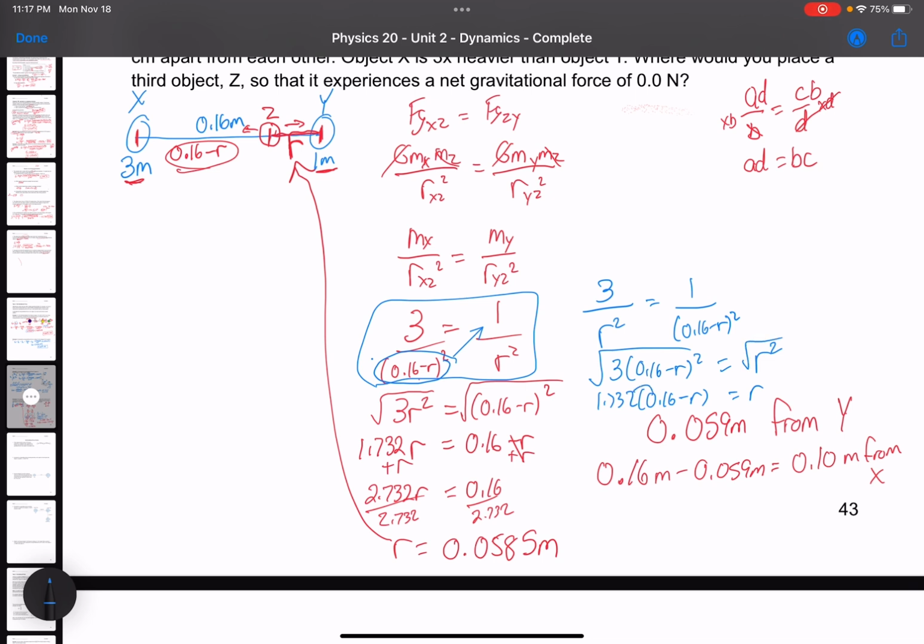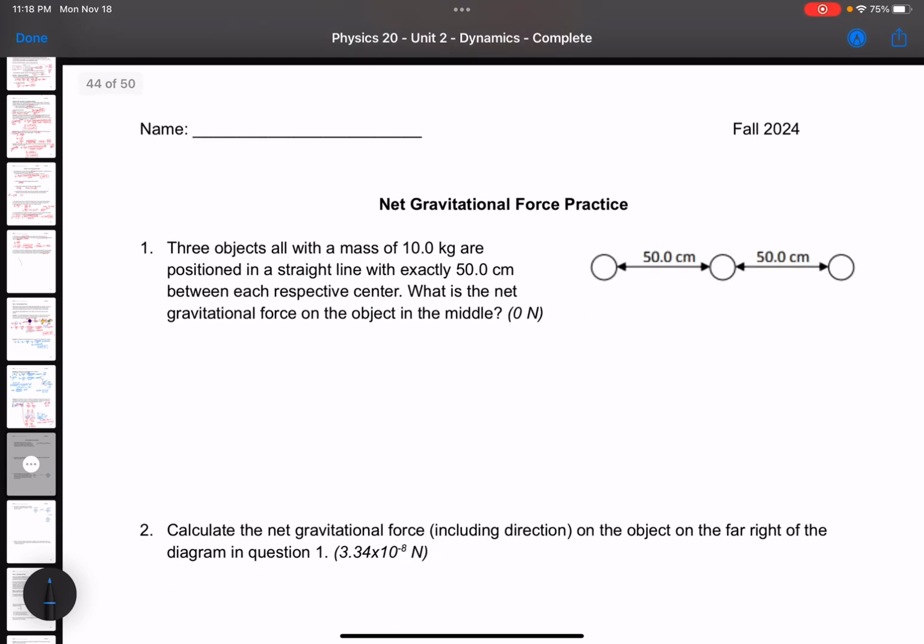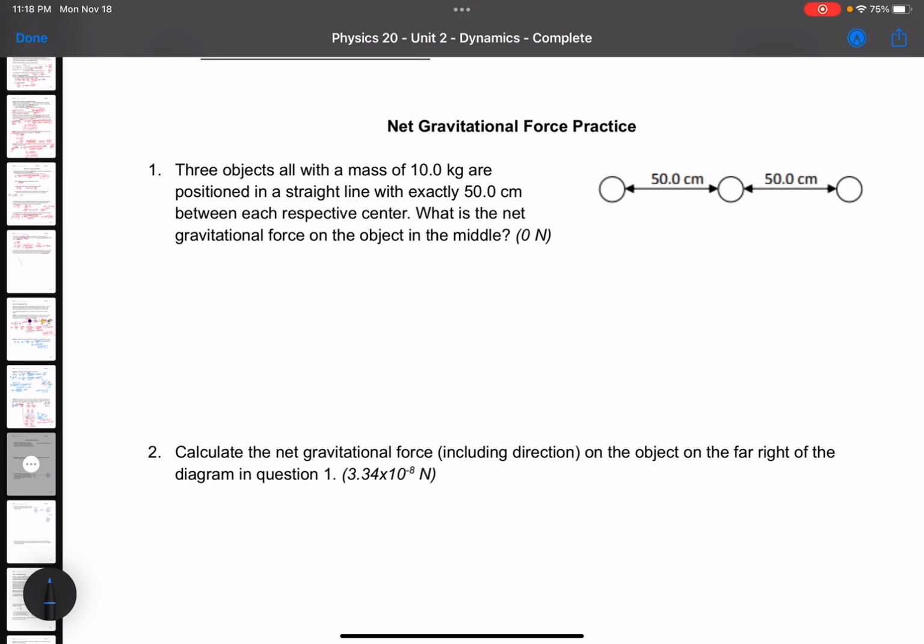You have to distribute. So you're going to have to use the distributive property, distribute in. So it's just an extra step. So I just like to do it that way. I kind of have a little bit of forethought. Now, if you're having a little bit of difficulty with this, that might just lead to confusion. It doesn't really matter. Just call one of them r, one of them 0.16 minus r, whatever the distance is minus r, and solve.